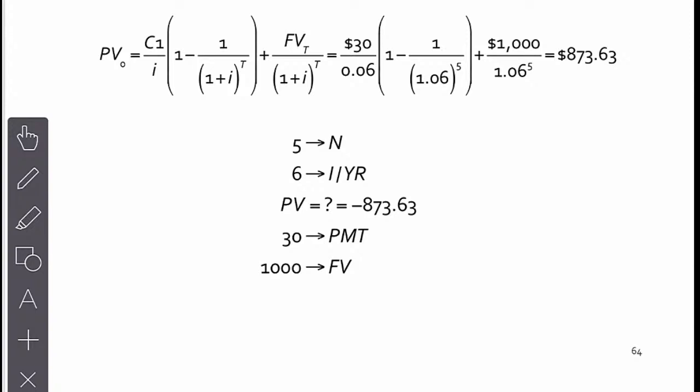Five periods, 6 is the interest. The payment is what we need, so we do that after. Sorry, the payment is 30, and the future value is 1,000. So we receive these, they are positives, and we ask to compute PV, and we get that result, 873.63, which represents the price value, the most you'd be willing to pay to get that deal.